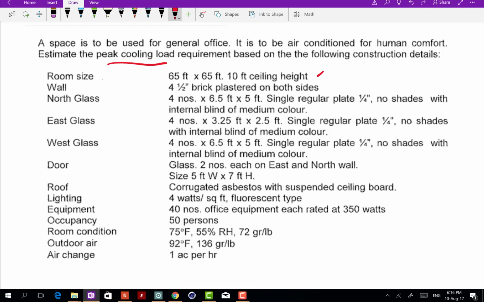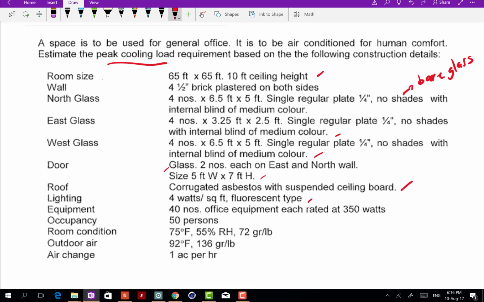No shades means bare glass, with internal blind of medium color. And then east glass, west glass. For the door, we have 2 doors. It is also made by glass, each on east and also north direction, and the size for each of the doors is 5 feet multiplied with 7 feet. And then for the roof, we have a corrugated asbestos with suspended ceiling board.